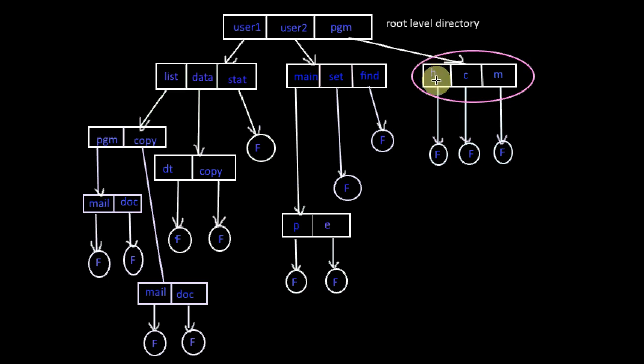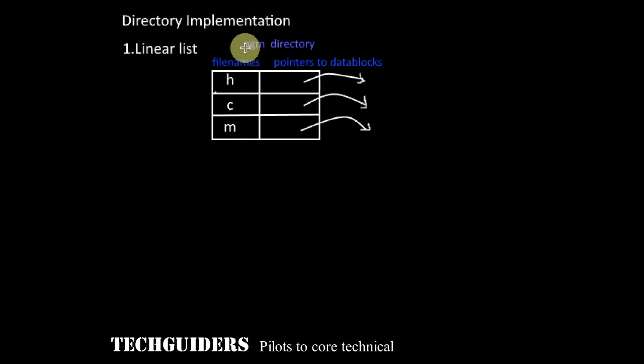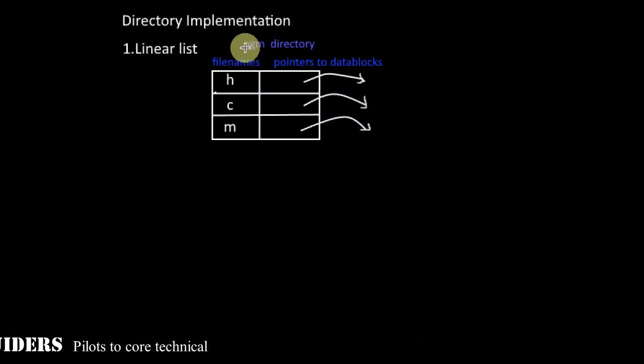The first type is the linear list implementation. Here, the directory is implemented as a linear list of file names together with the pointers to the data blocks. That is the location of the actual physical blocks occupied by the file. So what is the advantage of this type of implementation? This method is simple to implement.